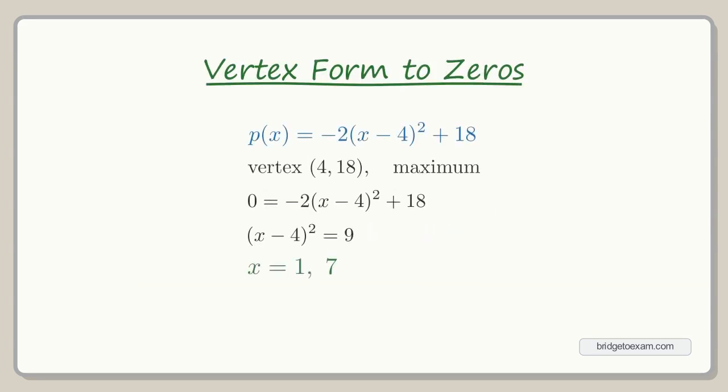Suppose p of x equals -2 times the quantity x minus 4 squared plus 18. Vertex form immediately shows a maximum value of 18 at x equals 4. To find zeros, set the expression equal to 0 and solve. The zeros are 1 and 7.